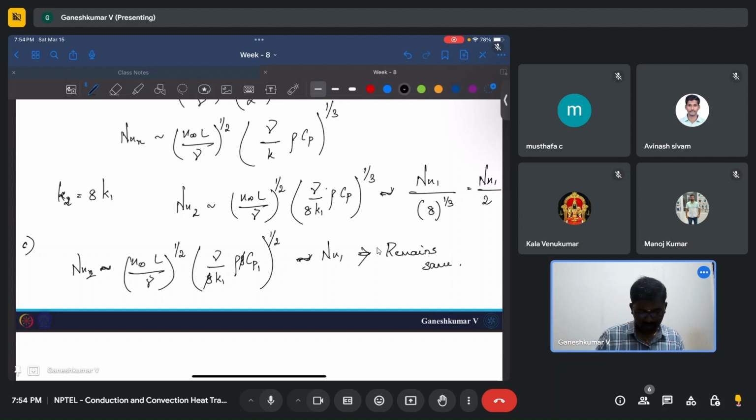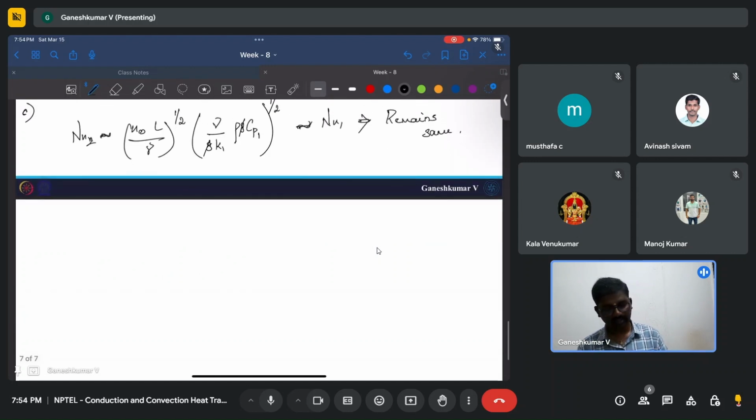So now, even though the Nusselt number remains the same, because thermal conductivity has changed, your convective heat transfer coefficient is going to increase. So the Nusselt number remaining the same doesn't mean that the heat transfer coefficient is remaining the same. Some word of caution.